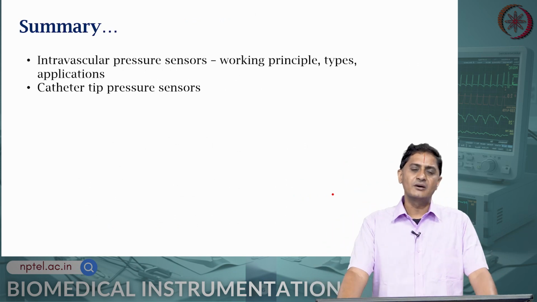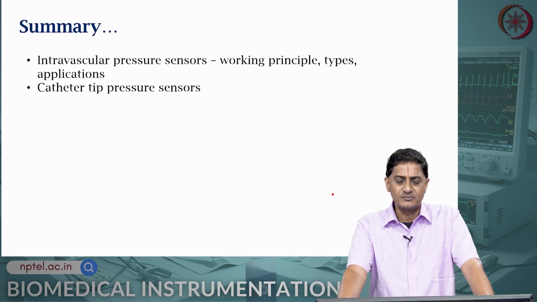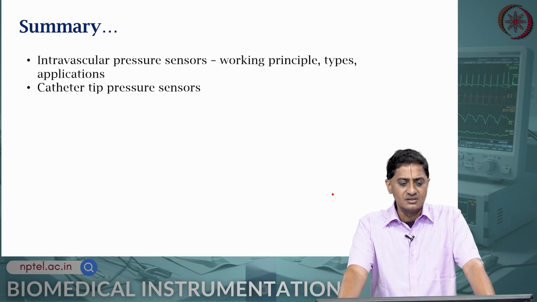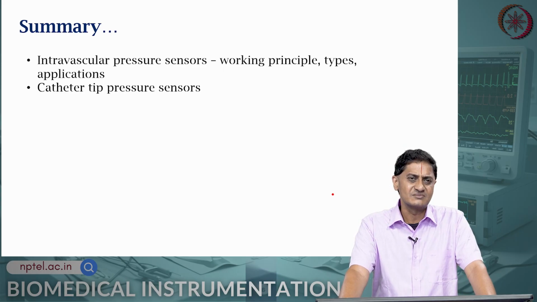With this, we come to the end of this video. In this video, we looked at intravascular pressure sensors, its working principles. What are the types of intravascular pressure sensors? We looked at two examples, strain gauges and optical systems, and the applications, and how we can catheterize these pressure sensors, and what are some of the advantages and disadvantages. What is a major disadvantage?